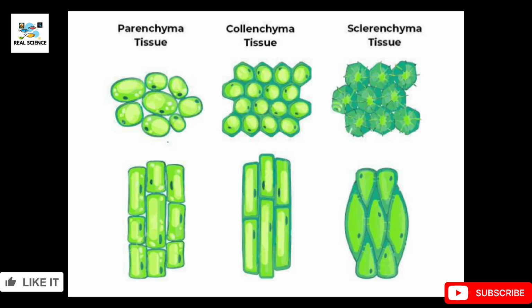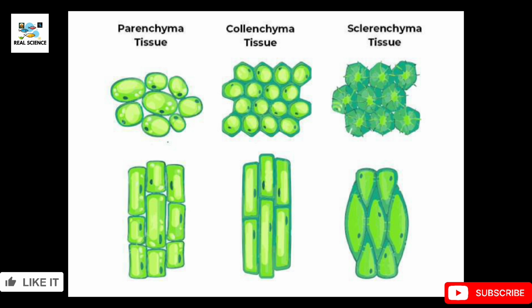As you can see in the diagram, the parenchymal cross section is shown. These are like tubes. The parenchymal cells have very thin cell walls. Collenchymal tissue has moderately thick cell walls with cellulose. The sclerenchymal tissue has very thick cell walls.